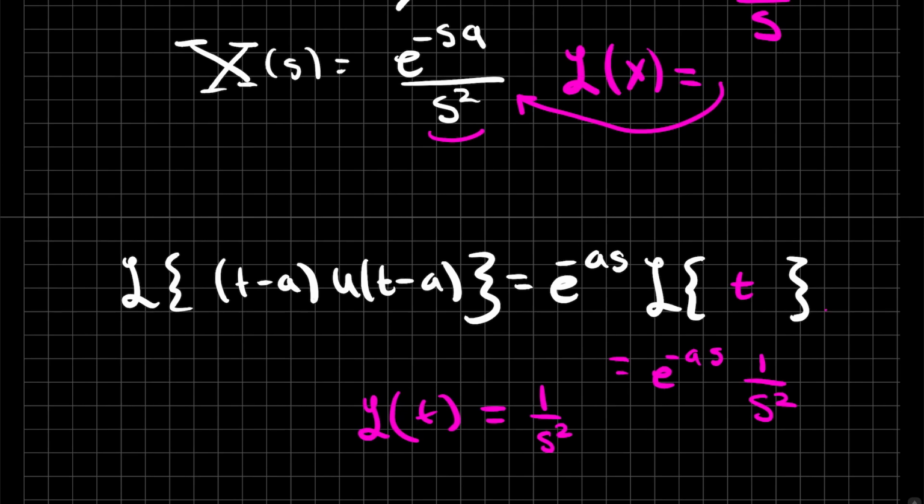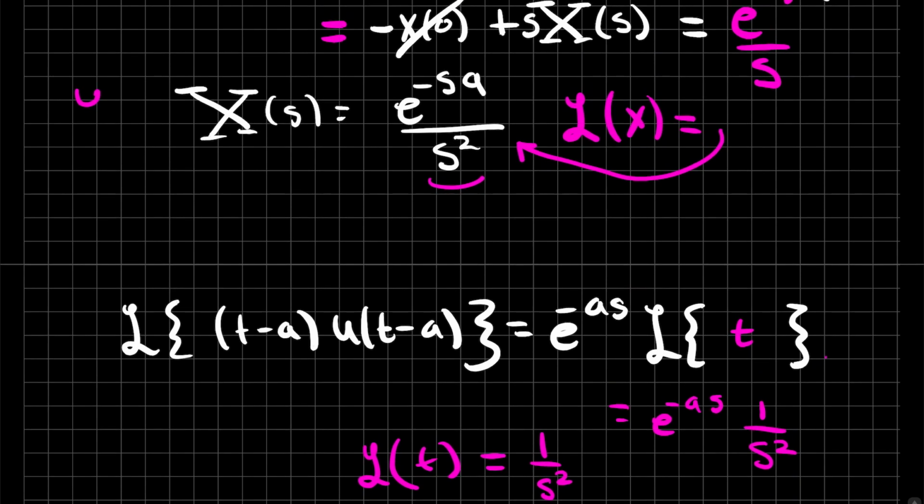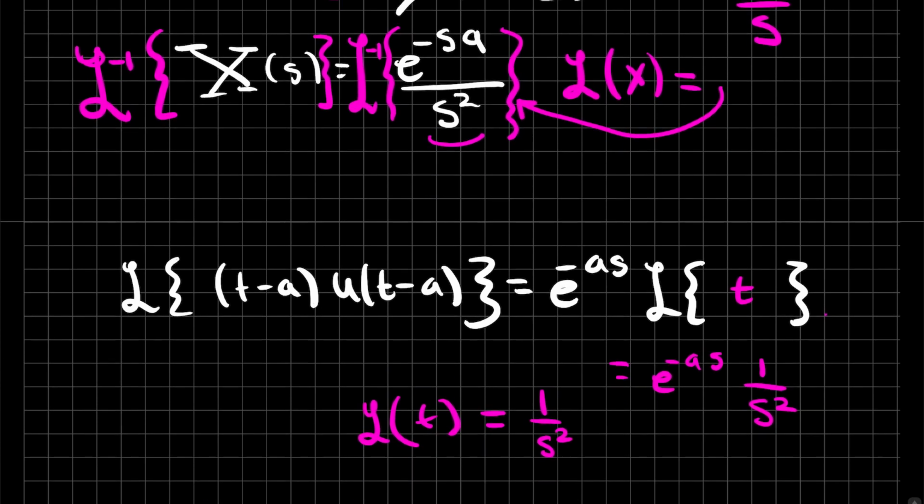Interesting. So therefore, when I take the inverse of the Laplace transform, the inverse of the left is going to equal the inverse on the right. What I'm going to get is that x of t is going to be t minus a times the Heaviside function shifted. And that is our solution.